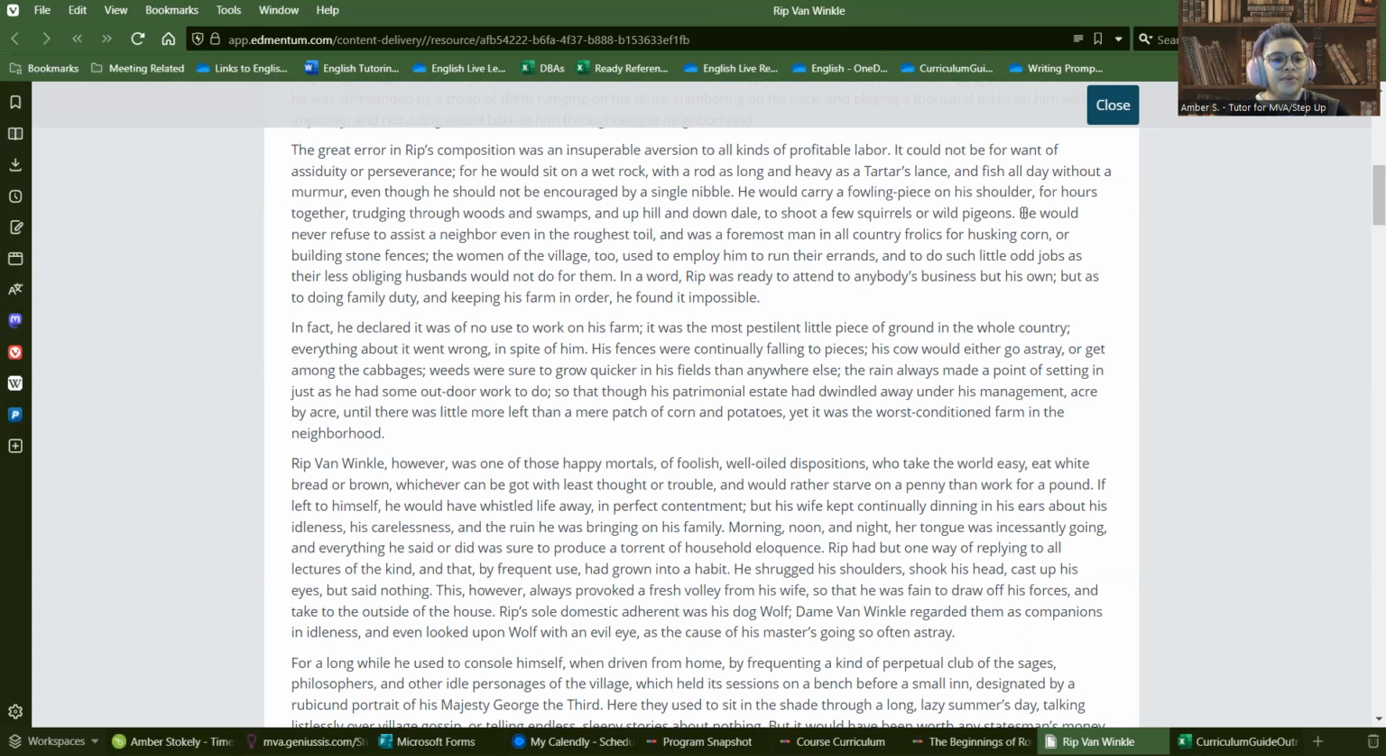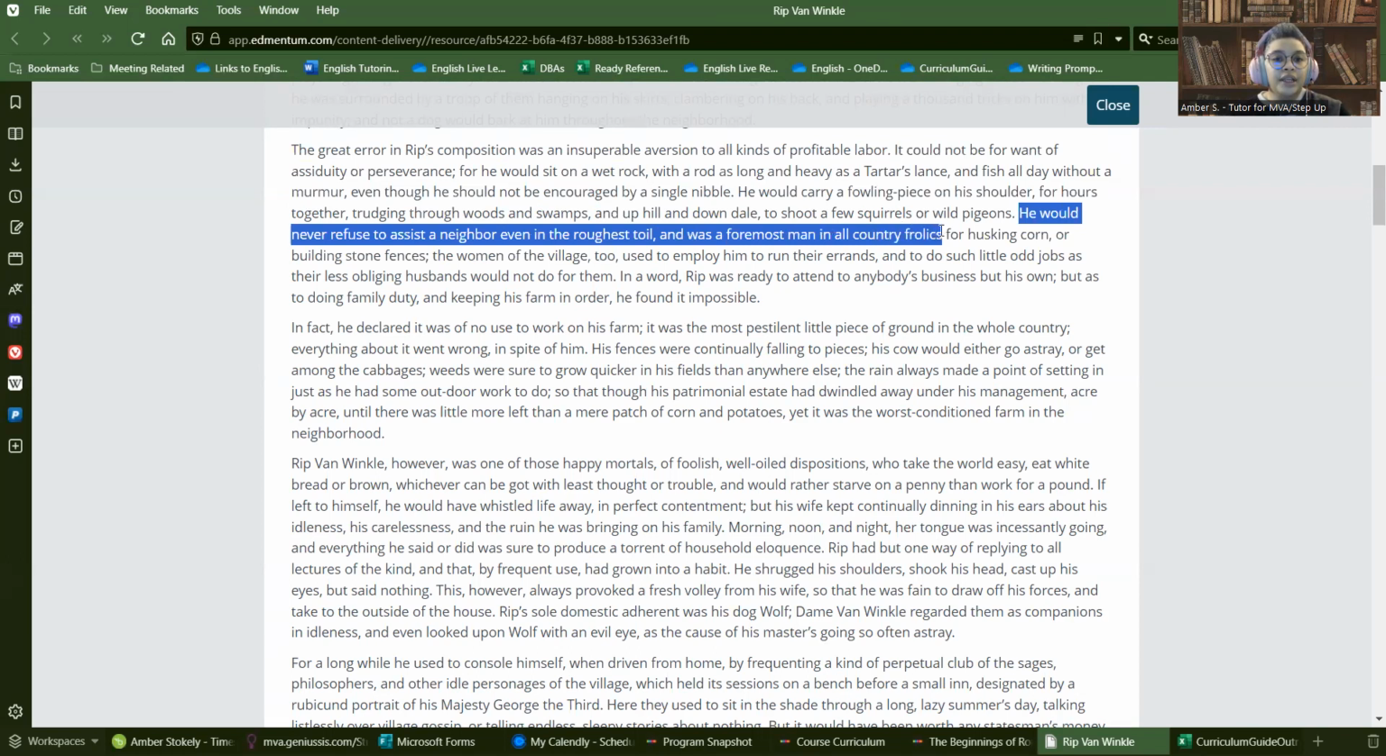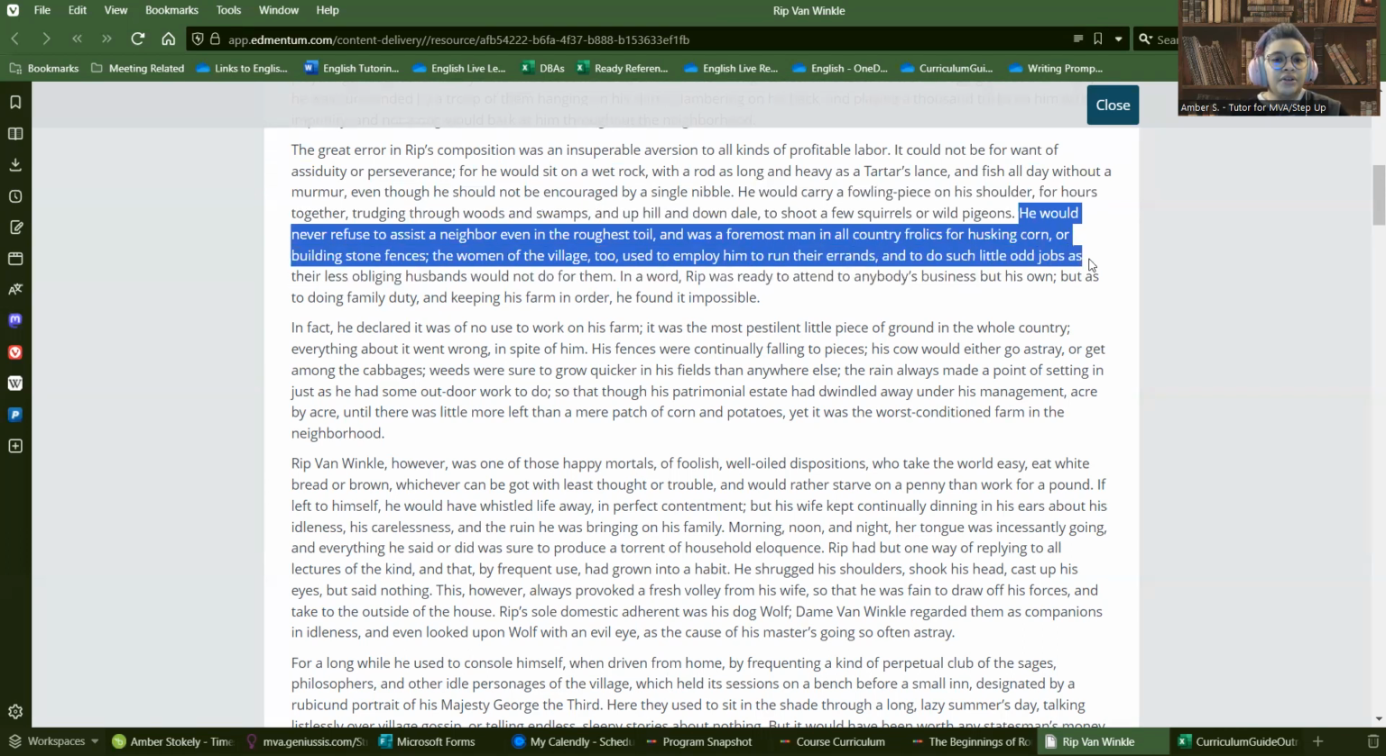And they give you more examples. "He would never refuse to assist a neighbor even in the roughest toil." So if a neighbor needed help doing work, he would work with his neighbor. "He was foremost at all country frolics for husking corn." Frolics is just a way to be playful. So basically they're saying that he's even good at things that people do for leisure, like husking corn, building stone fences. "The women of the village too used to employ him to run their errands and to do such little odd jobs as their less obliging husbands would not do for them." So basically everyone's got him running around being a gopher.